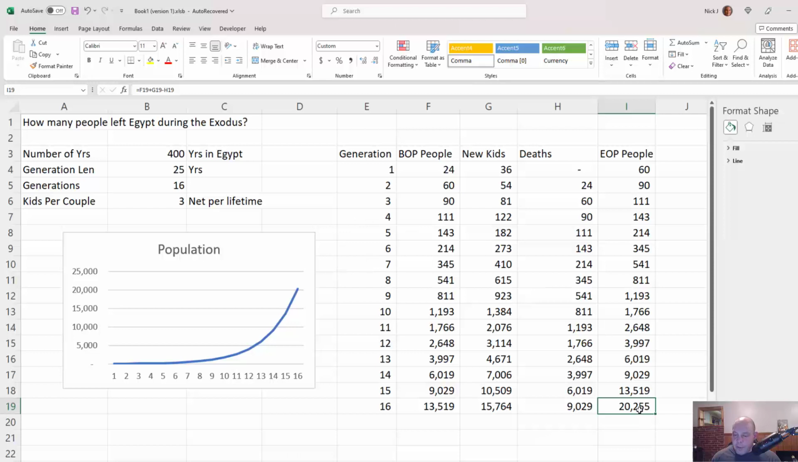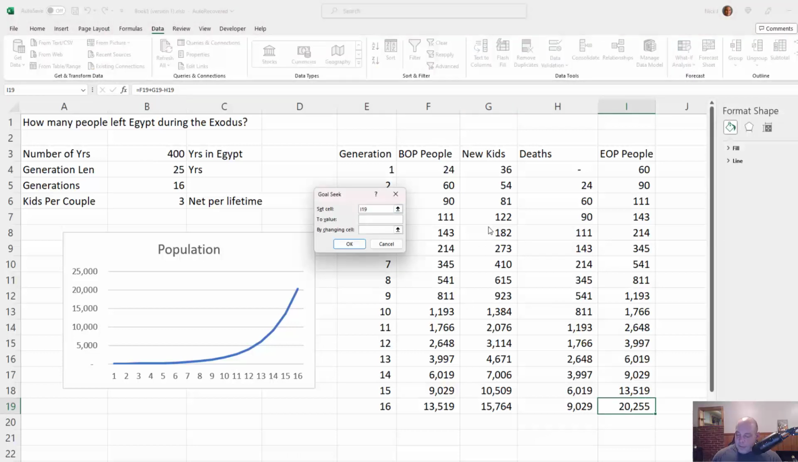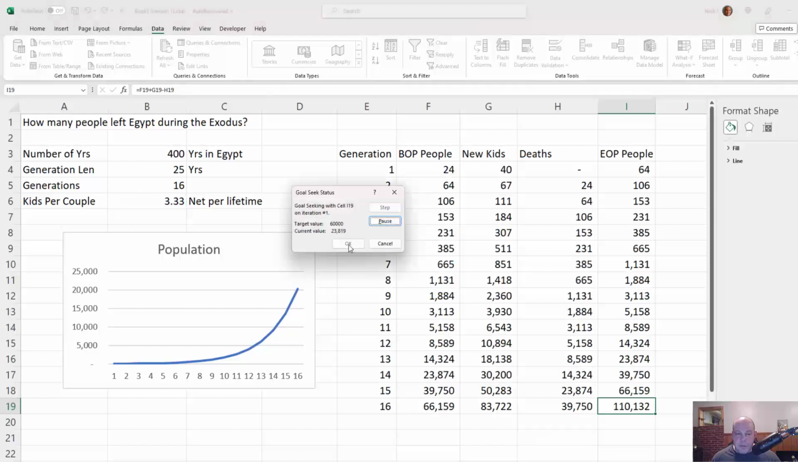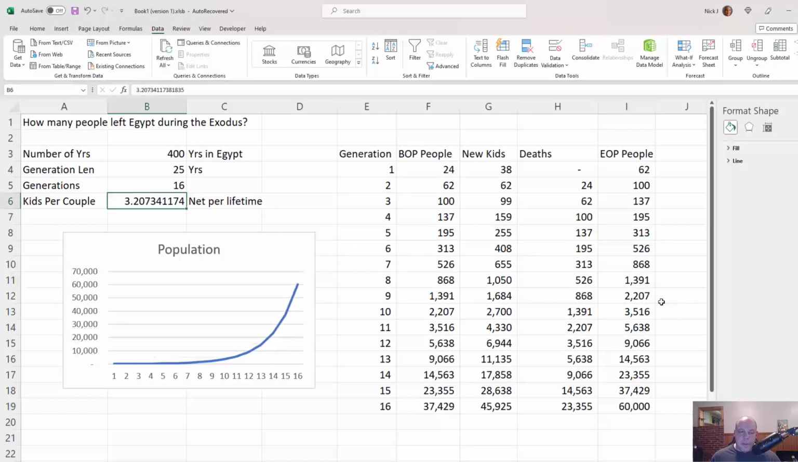We can solve for it. We can just select our end of period people row in generation 16, go to Data, What-If Analysis, Goal Seek, and let's set this value to 600,000. And we want to solve for what value of growth rate gives us 600,000 total people at the end of 16 generations. And we get 3.2 net kids per lifetime. That's what they'd have to get, I guess, 60,000.